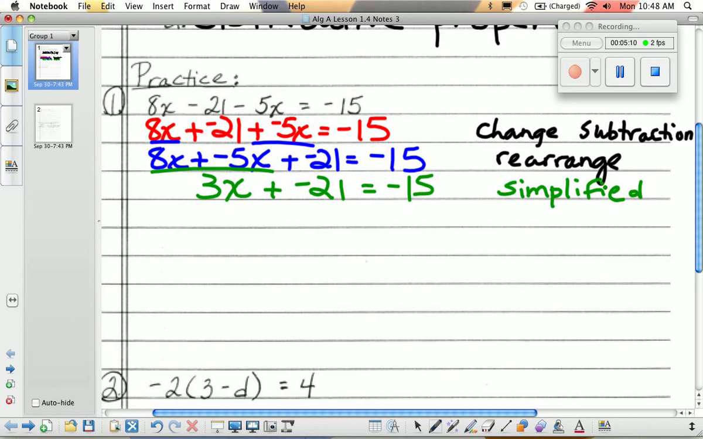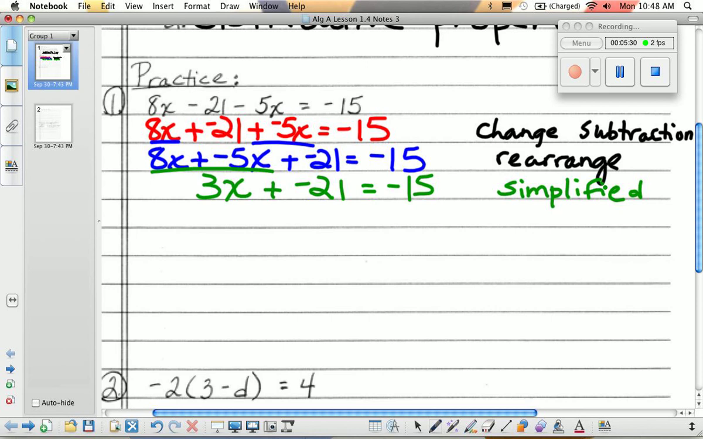Next thing we're going to do is start to solve it, doing the same thing on both sides. What's our first move here? Now we're to the multi-step equation.